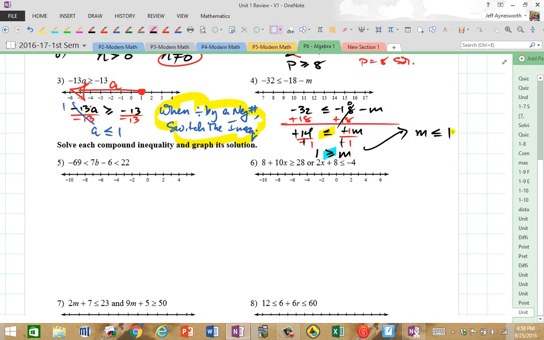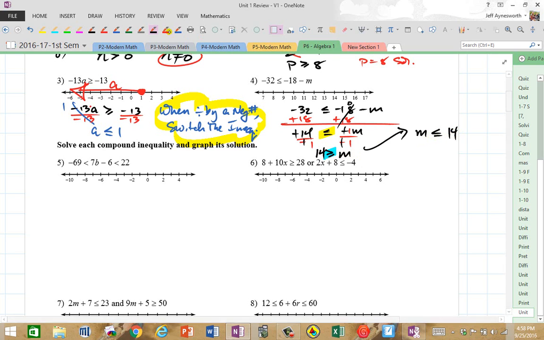Oh, not 1. I meant 14. Sorry. 14 divided by 1 is 14. I just didn't write the 4 there. I was wondering what was going on here. So let me repeat this. Let me repeat it correctly here. So if 14 is greater than or equal to m, that means m is less than or equal to 14.